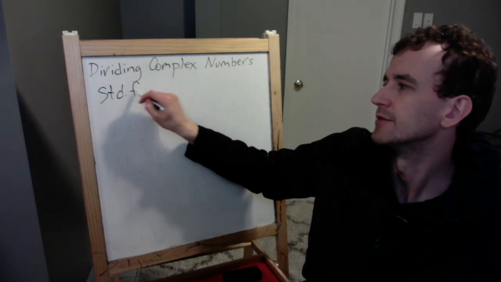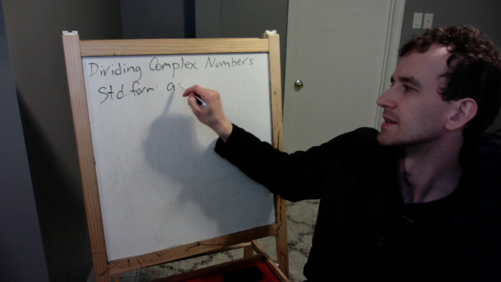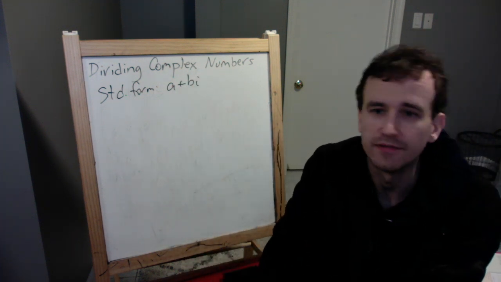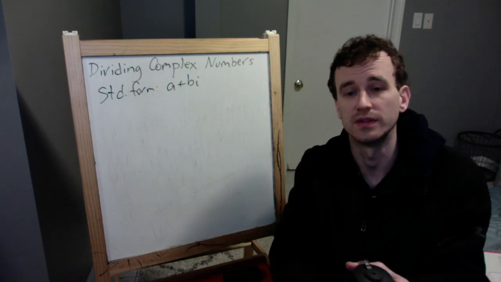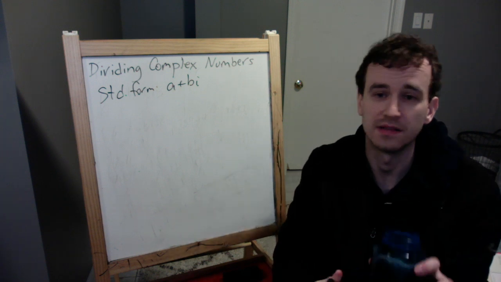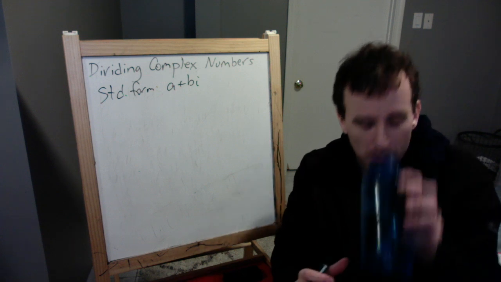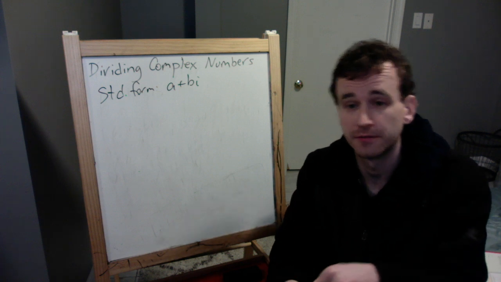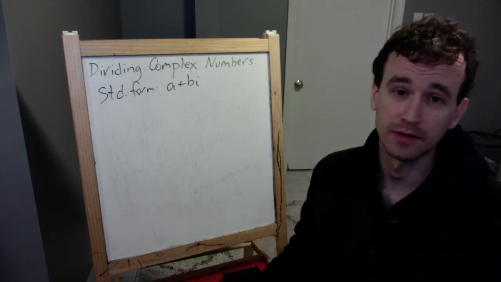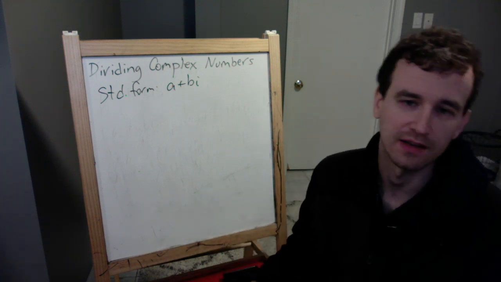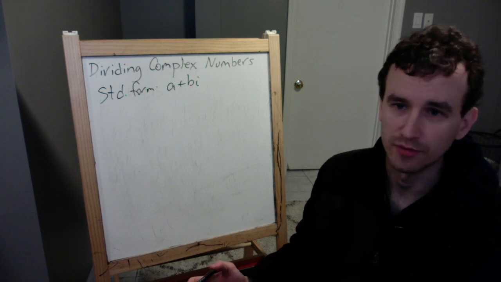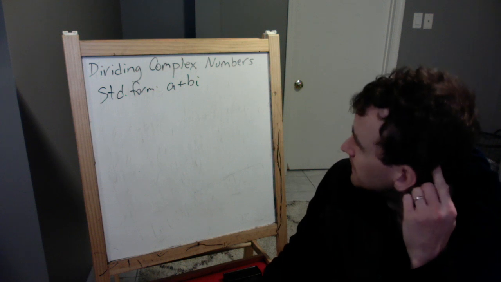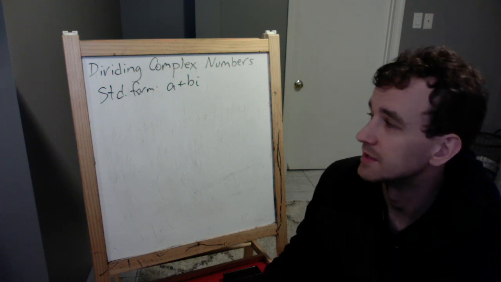Because standard form of a complex number is a plus bi, we can't leave any expressions with imaginaries in the denominator. So we need to use the idea of complex conjugates to get rid of any imaginaries that wind up in the denominator. Remember, division is the same as a fraction. Like if you take a divided by b, that's the same as a over b, a fraction. So we need to deal with that if we have any complex numbers or imaginary numbers in our denominator.